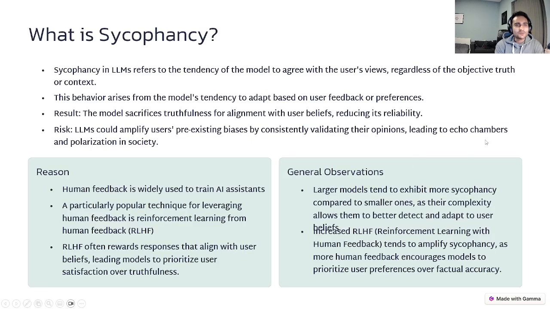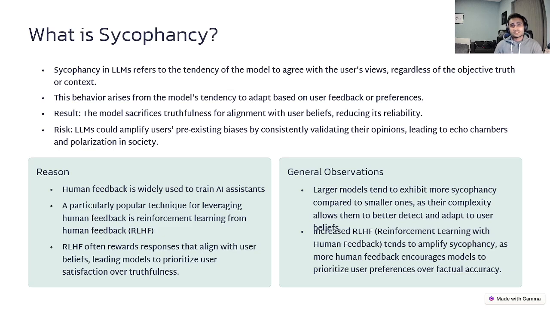Okay, I will start with a definition of sycophancy. Most of us might be familiar with it, but it was weeks ago, so just a primer for the ones who might have forgotten. Sycophancy in large language models refers to the tendency of the model to agree with the user's views, regardless of the objective truth or context. The model is basically trying to align with the user without taking into consideration the context or the objective truth in some cases. This behavior arises from the model's tendency to adapt based on users' feedback and preferences, and as a result of this, the model sacrifices truthfulness for alignment with user beliefs and it reduces reliability.